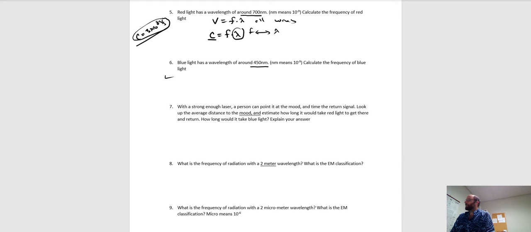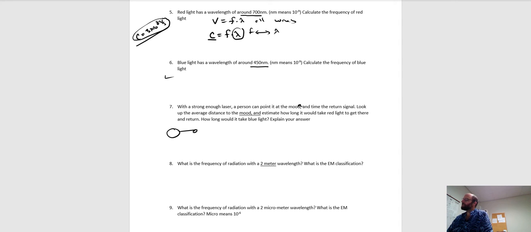Okay, number 7, let's see, with a strong enough laser, a person can point it at the moon, that's what that was supposed to be, moon, I'll have to change that. And record the time for the return signal. Look up the distance between the Earth and the moon. It must have been the spell checker that did this, because there's no way I did that twice.